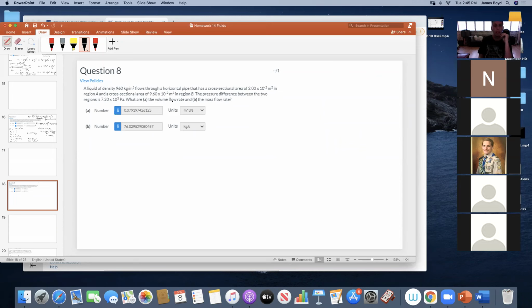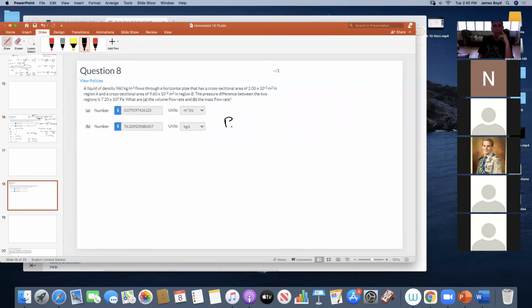Here, again, we have a liquid with some weird density flowing through a horizontal pipe with a cross-sectional area of blah at A and a different cross-sectional area at B. We're told the pressure difference between the two as a number. And then we want the volume flow rate and the mass flow rate. And that's a little weird.